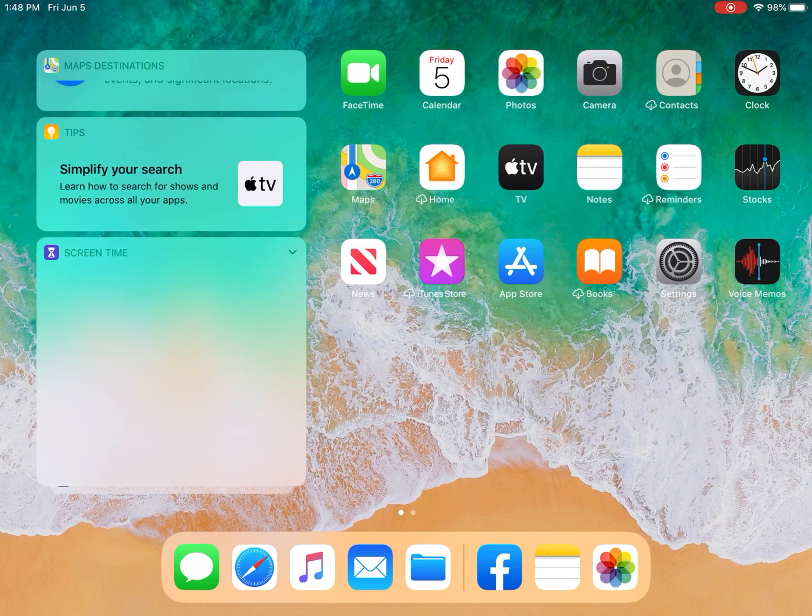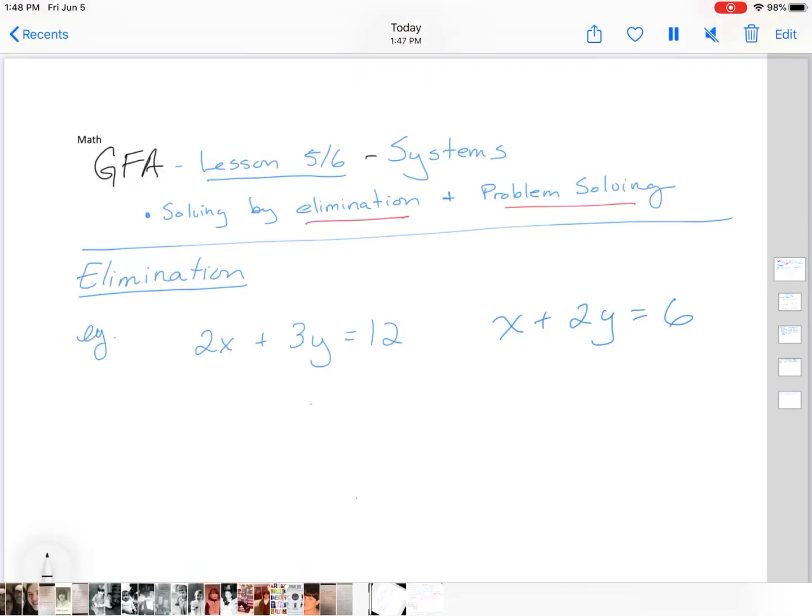So I created a little video here going through some sample problems, looking at parallel questions that go along with the Google Form assessments for lesson 5 and 6 in systems. So the first thing talks about elimination. It's elimination and problem solving. With elimination, what we first have to do is look at the coefficients of the variables.